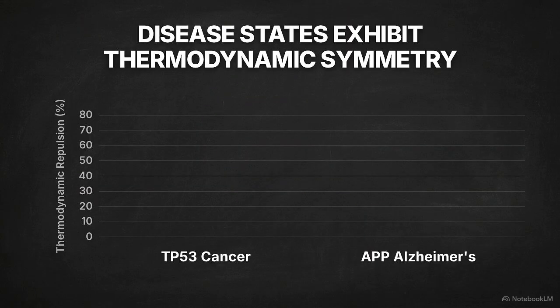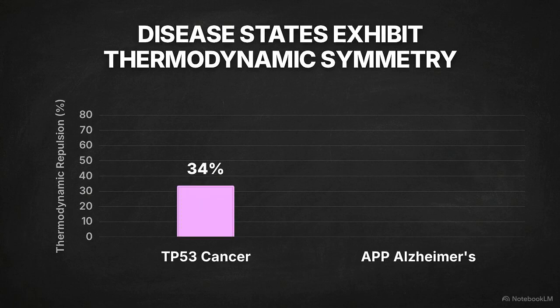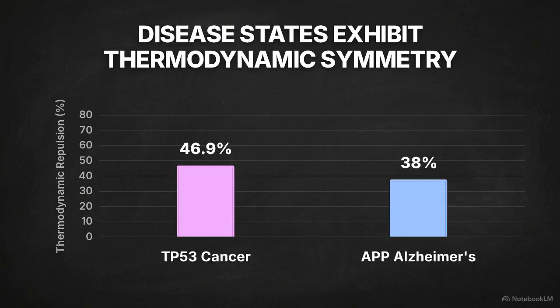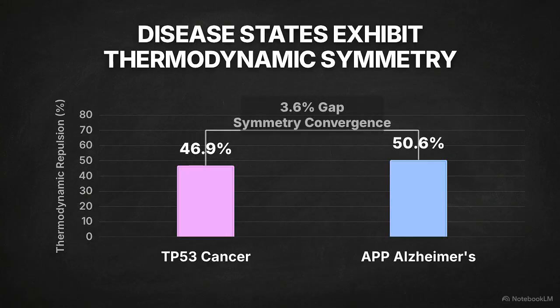This bar chart maps the force field data. A structurally degraded TP53 cancer protein exhibits a 46.9% thermodynamic repulsion. The highly conserved APP protein in Alzheimer's sits at 50.6%. The numerical gap between cellular immortality and rapid cellular decay is 3.6%.